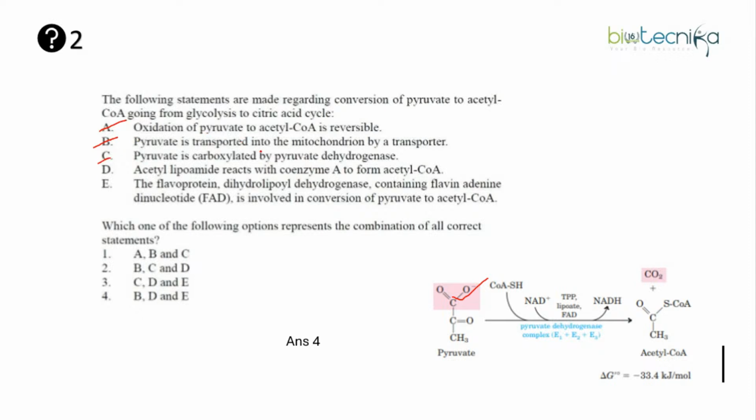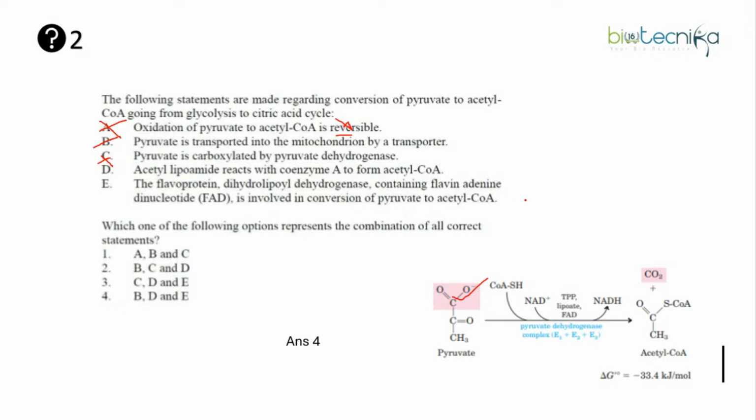Oxidation of pyruvate to acetyl CoA is irreversible, and pyruvate is carboxylated by pyruvate dehydrogenase. Sorry, A and C is incorrect because here they are saying it is reversible, which is wrong. It is irreversible, right? So this statement and this statement is wrong. Okay, now let's analyze further.